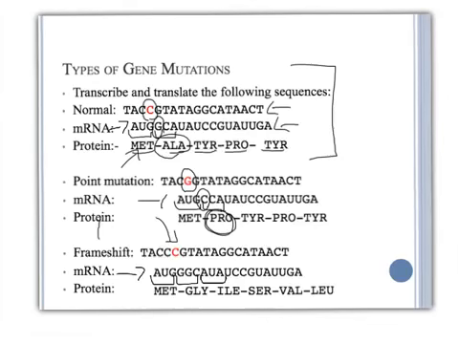Because I've inserted one base, everything after this base has been shifted over one. So now every single amino acid after that point has been altered. I call this shifting my reading frame. I'm reading in different sets of 3 by inserting or deleting a base.